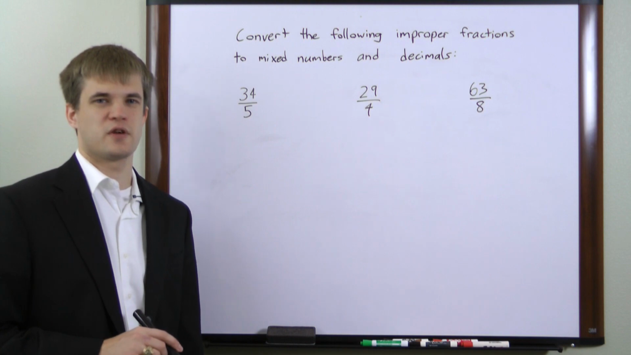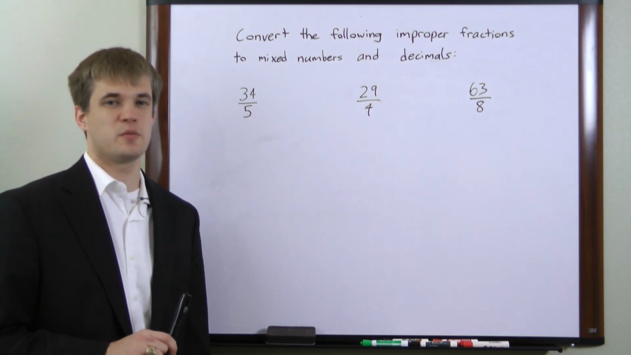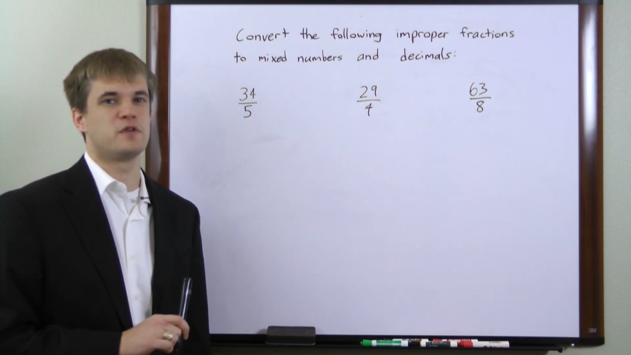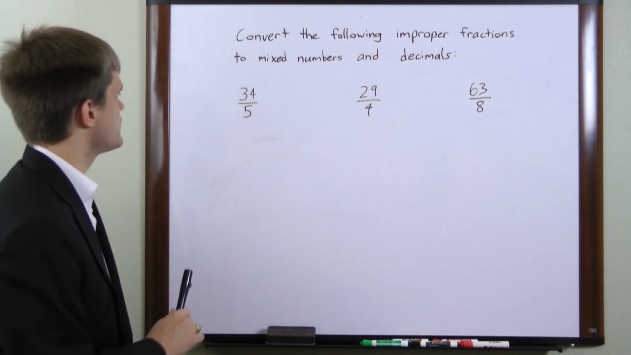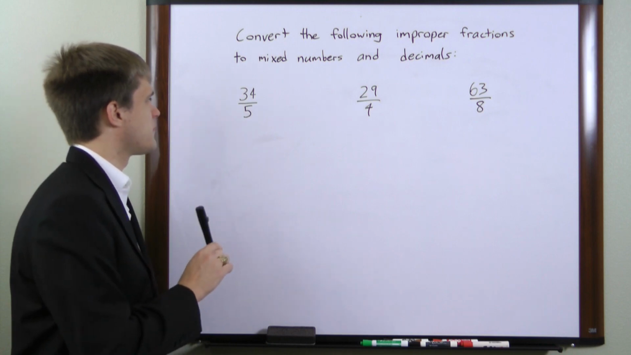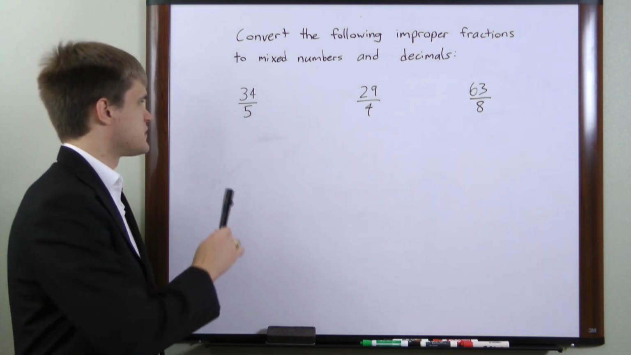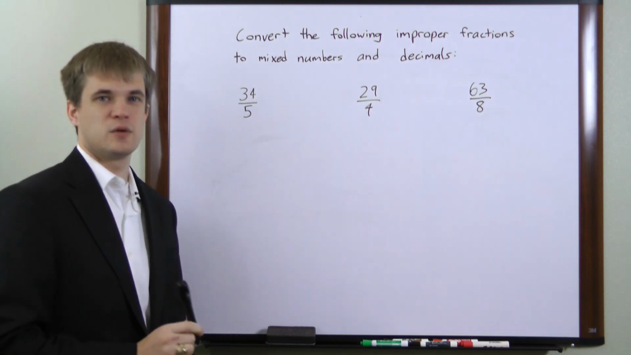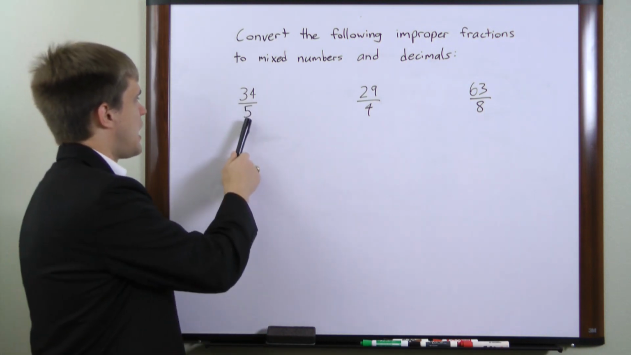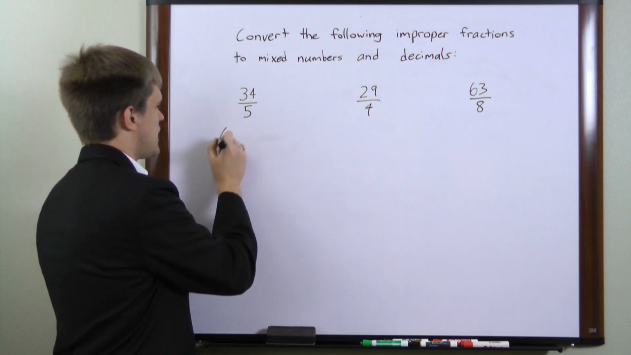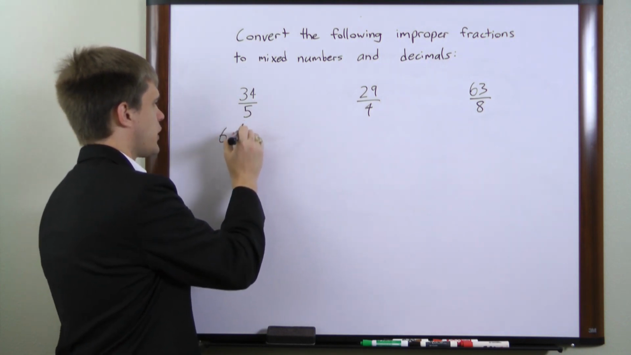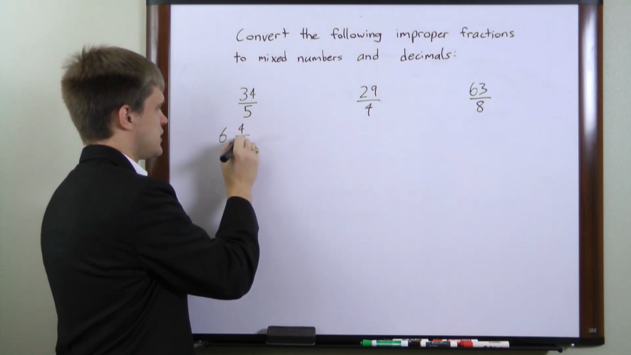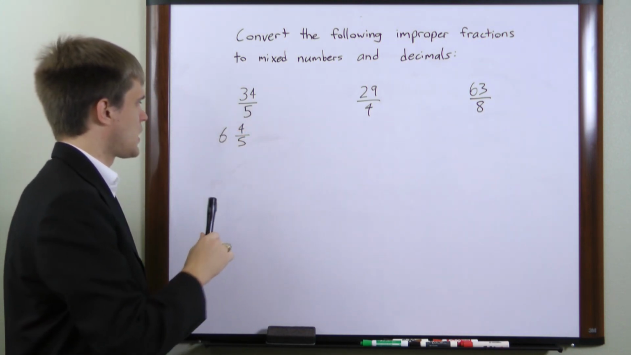The processes for converting improper fractions to mixed numbers and decimals share the same first step. I'll demonstrate with a few examples. In this first example, we have 34 over 5. The first step is to see how many times the denominator will go into the numerator and see what the remainder is. So 5 will go into 34 6 times with a remainder of 4. So this mixed number equivalent is going to be 6 4/5.